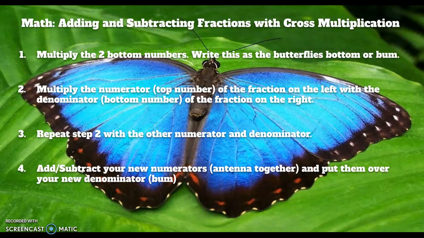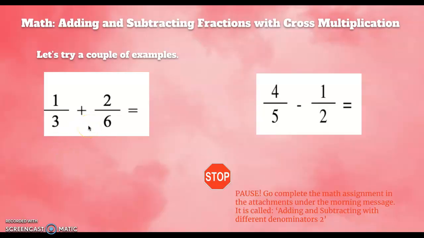When we are finished, we add or subtract our new numerators, the little antennas, and put them over our new denominator, which is our little butterfly bump. So we're going to look at some examples on our next page and actually give that a go. Here we go. We've got an addition and a subtraction. We can see in both examples that we do not have the same denominators. If we have different numbers on the bottom, we cannot just add or subtract them. That's a no-no. So we're going to try our little butterfly method here again.